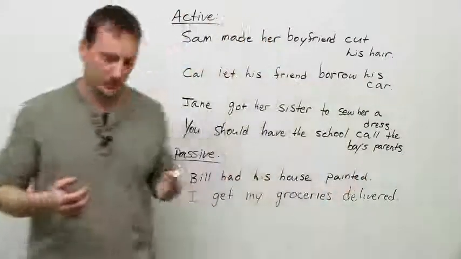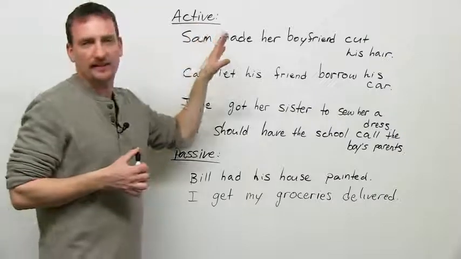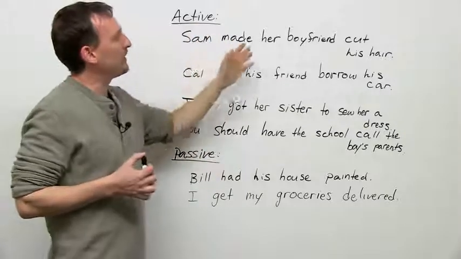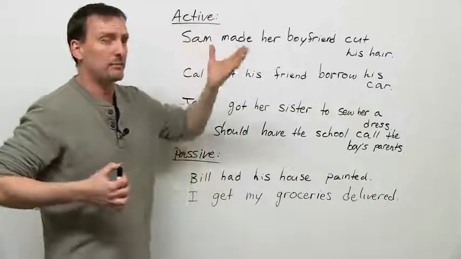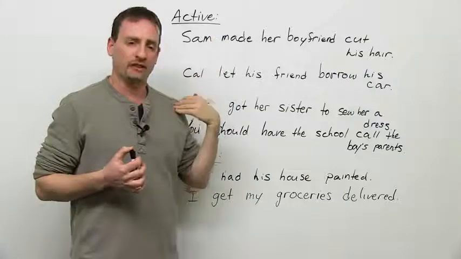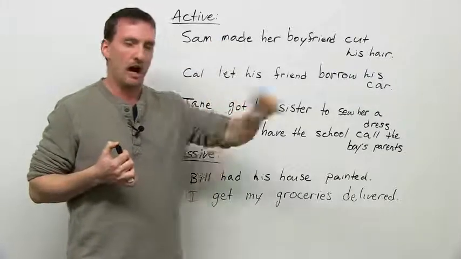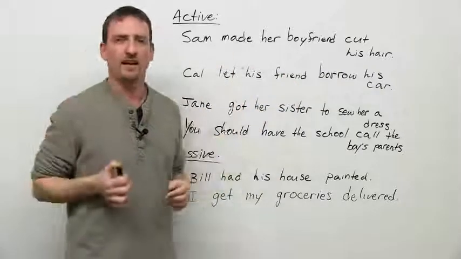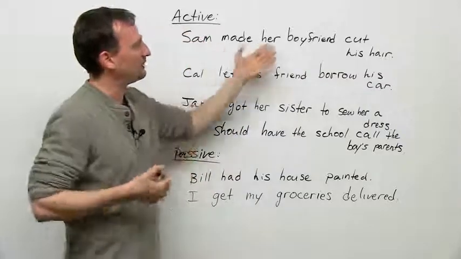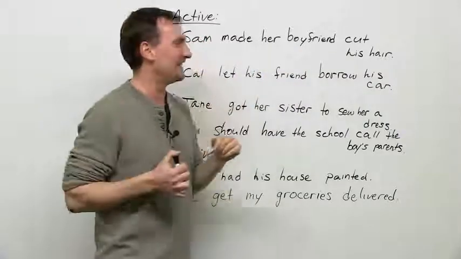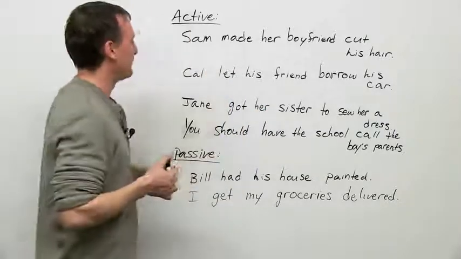Okay, so here we are. We're back. We have a few more examples to show you. Let's look at the active sentences first. Sam made her boyfriend cut his hair. Samantha's boyfriend had hair down to here. She didn't like it. She said, cut your hair or I will leave you. So he was like, oh, okay, fine, I'll go get a cut. So she made him have his hair cut, okay? Or she made her boyfriend cut his own hair. Sorry, I was mixing a couple there. So he went to their bathroom, cut it, everybody's happy.